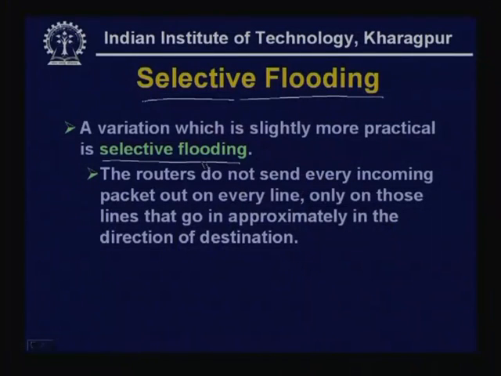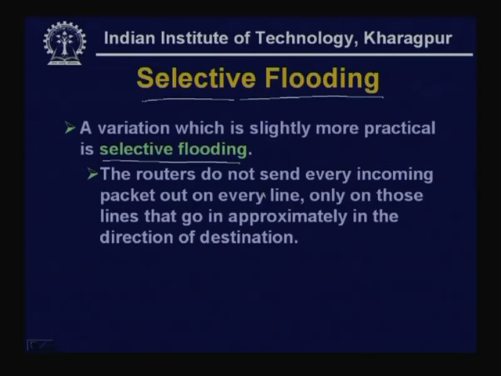In the example that we have discussed, we have seen a packet is forwarded in all directions except the one through which it has received the packet. Now, it may be forwarded in the opposite direction of the destination. That is being restricted in the selective flooding technique.